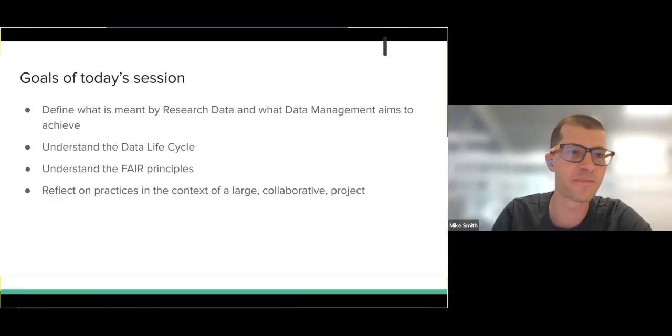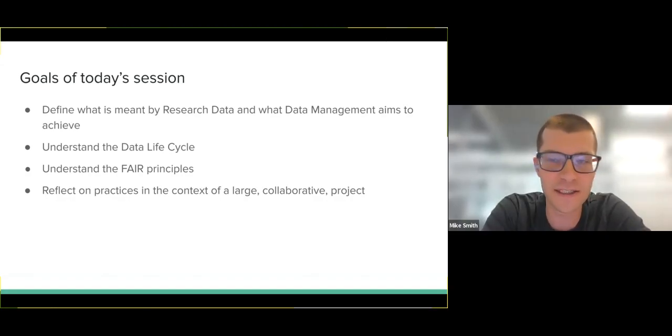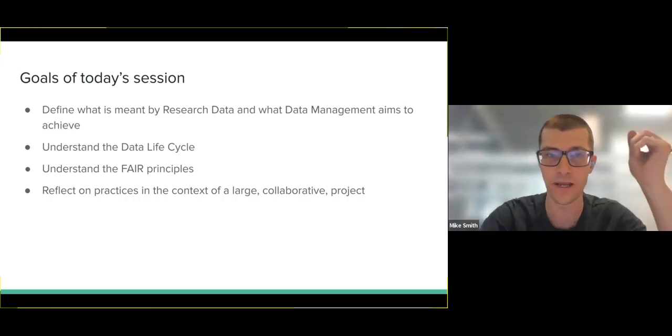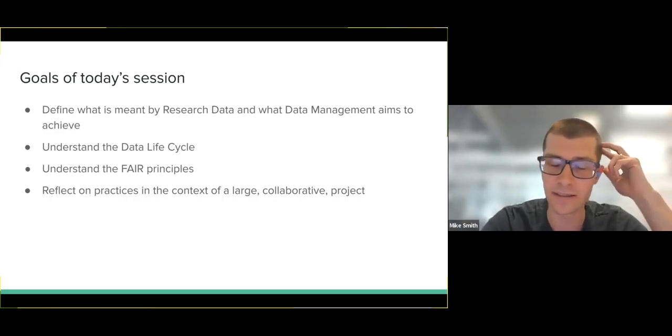So the goals for today's session. Ajay said this is part of a series that's really going to focus on large scale bioimaging data, and many of the following talks will focus really on that. But today's session is much more generic, right? We're going to try and just talk about what we mean by research data, and what data management aims to achieve, what we're trying to help you with by giving these principles.